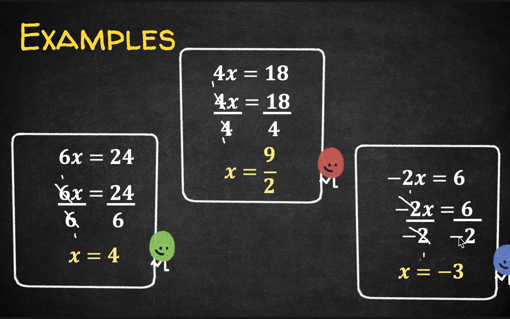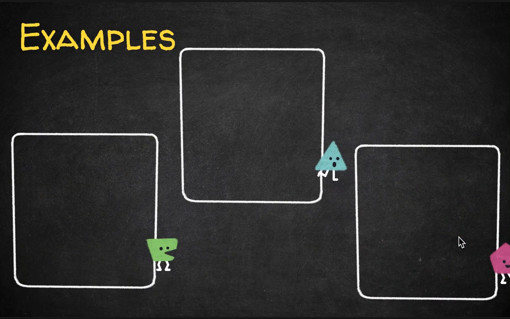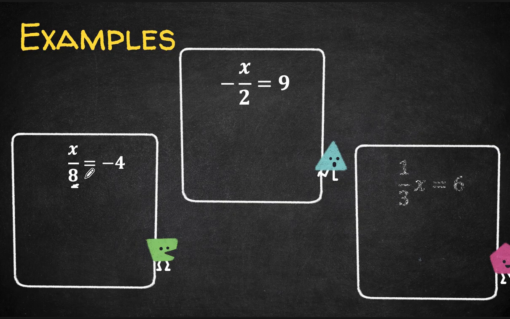So next, let us go now to our last example here, our last slide. So x over 8 is equal to negative 4. Our goal now again is to solve for the value of x. So here, our denominator is 8, or we have a fractional statement here. So what we are going to do here is just to simply divide both sides of the equation by the denominator. So our denominator here, it's 8. So what we are going to do is just to simply multiply both sides of our equation by 8.